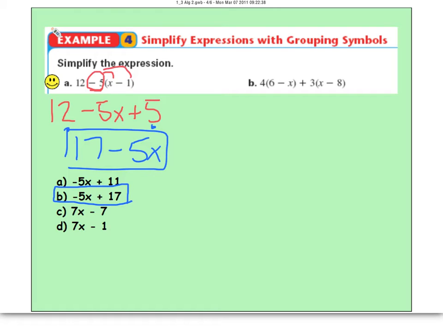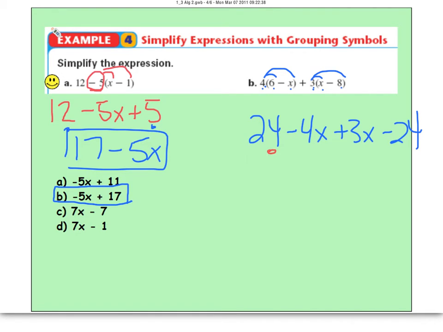Let's look at letter B. We're going to have to multiply this 4 through, to hit there and there, and a plus 3 to hit here and here. 4 times 6 is 24. 4 times negative x is negative 4x. 3 times x is plus 3x. Positive 3 times negative 8 is negative 24.